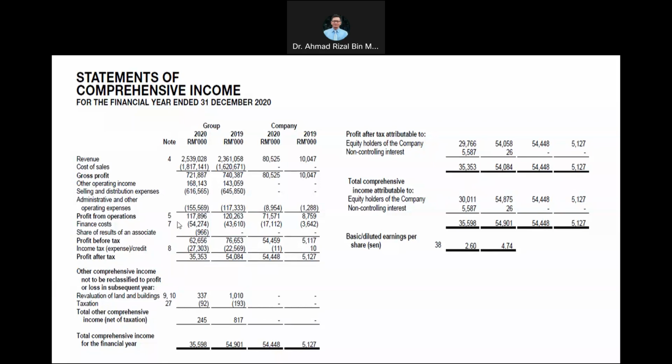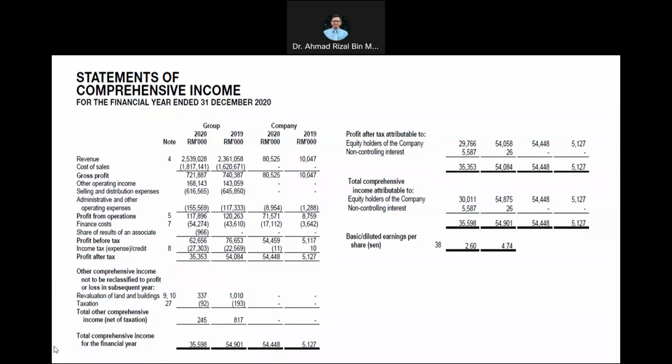Okay, and then we have the profit. These are the operating profit from operations. Okay, and you deduct the finance costs, interest you pay for borrowings. Okay, and come up with the profit before tax. Okay, and the tax. Okay, finally you have the profit after tax. The most famous name would be the net profit.